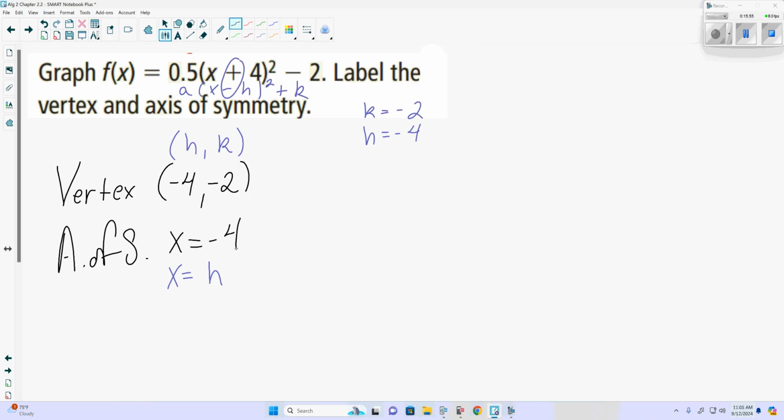Yes, because when it opens up or down, it's going to be h. When it opens left and right, it's going to be k. And we will have the two different forms. It's really just matching them up. Find h, k, find those values and plug them in. Questions on this here?